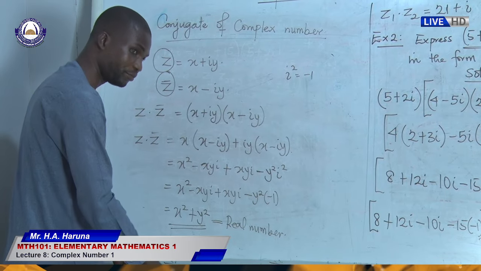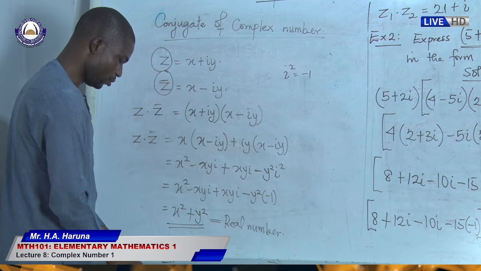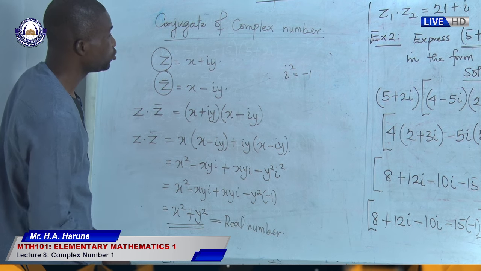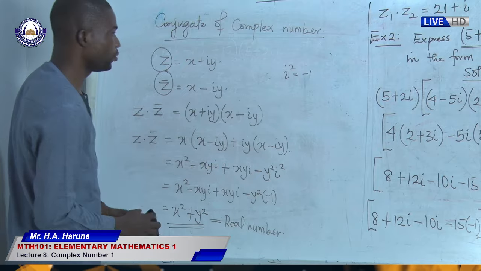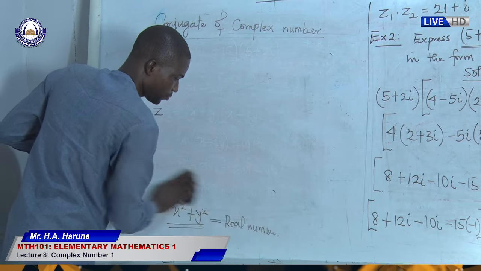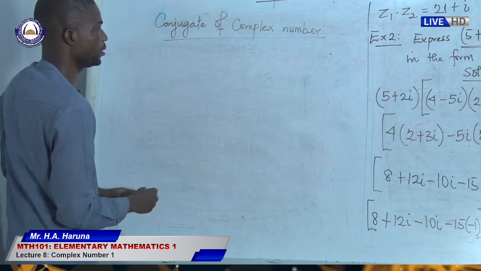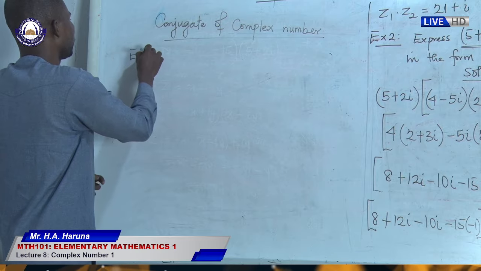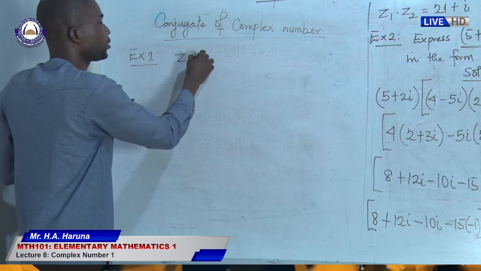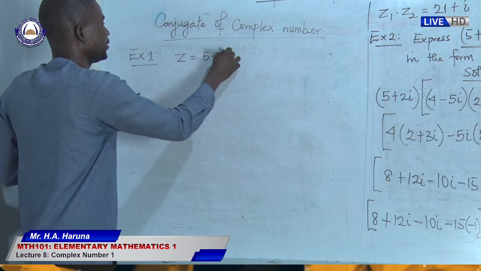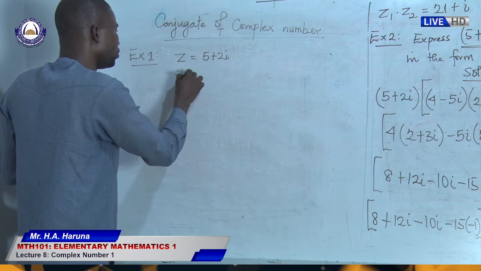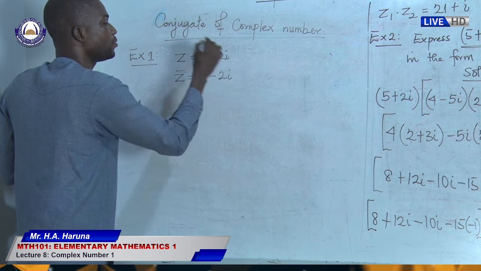Okay, so now we can proceed with an example. Let's find a complex number and multiply it by its conjugate. Let's use one of our previous examples, or any of those numbers from there. So let's take an example. If you have z equals 5 plus 2i, the conjugate gives you 5 minus 2i.